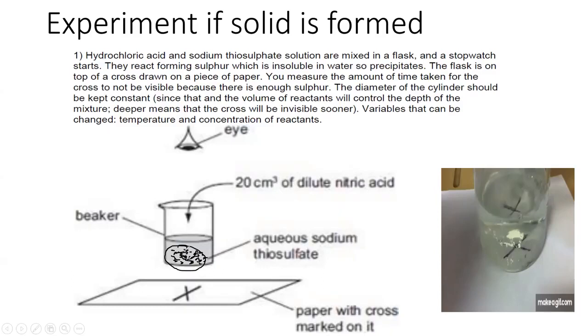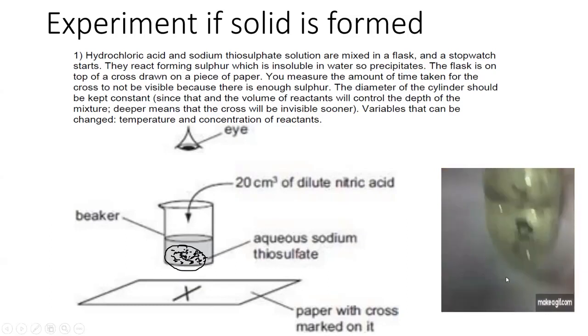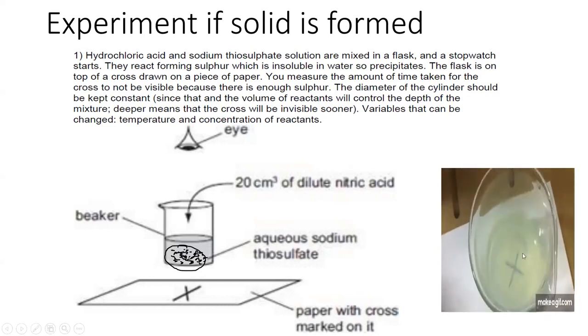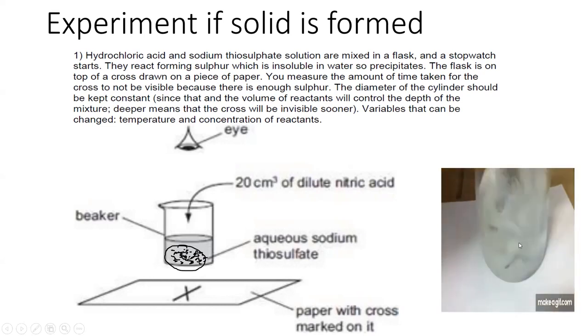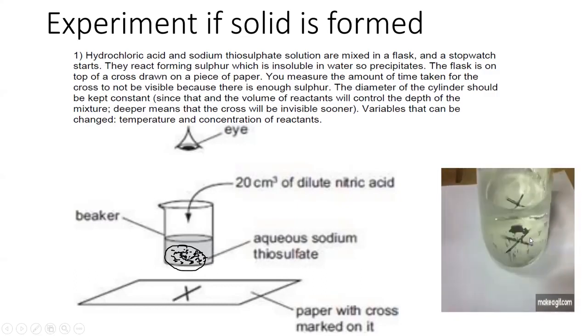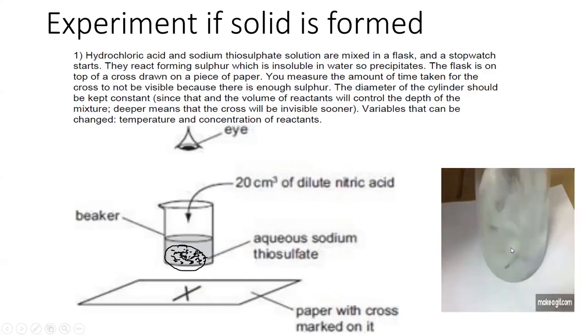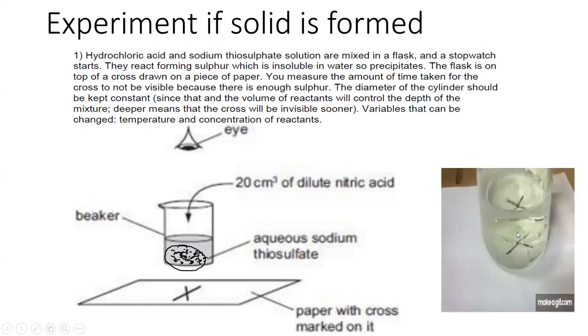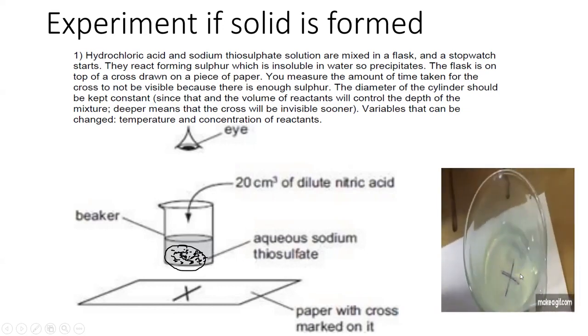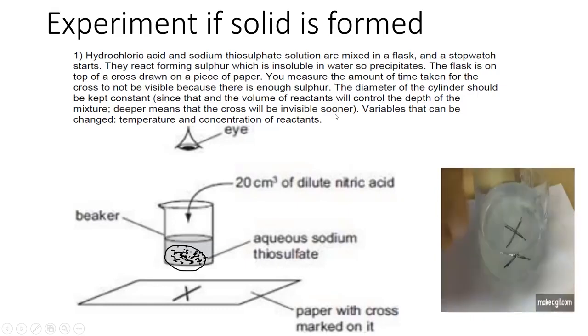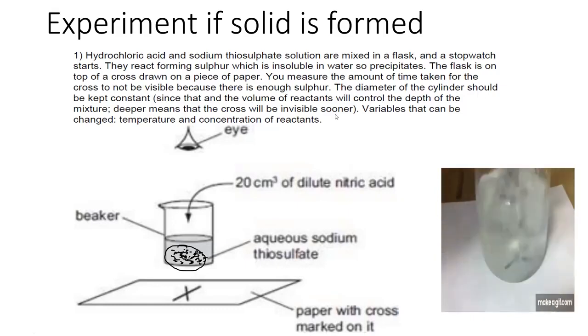When this solid is formed, what we will observe is that the cross will disappear. There was a cross which was placed, as you can see. So why does this cross disappear? Because when we mix the two solutions, the solid is formed, and that solid does not allow the light to pass through. So when we look from the top, after some time it appears that the cross has disappeared.